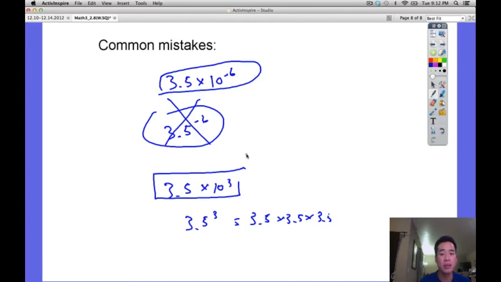Just know that for scientific notation, we need to have something like 2.5 times, we need that 10 to the power of, starting with 1, 2, 3, 4, depending on if the number is a large number. If the number is really small, you know you need to use the negative exponents.